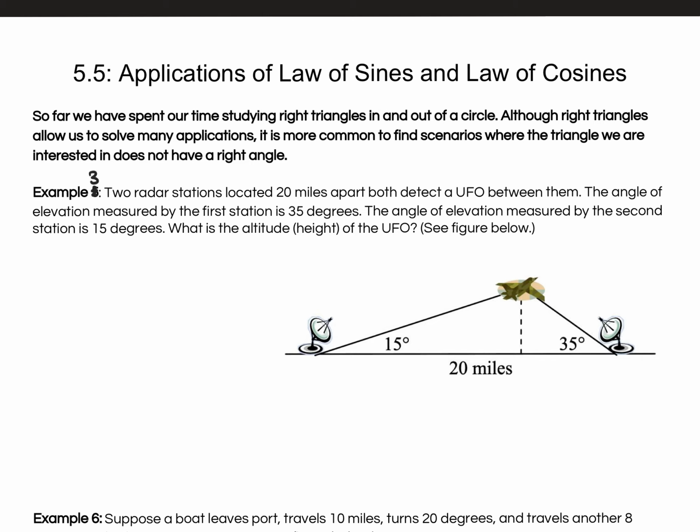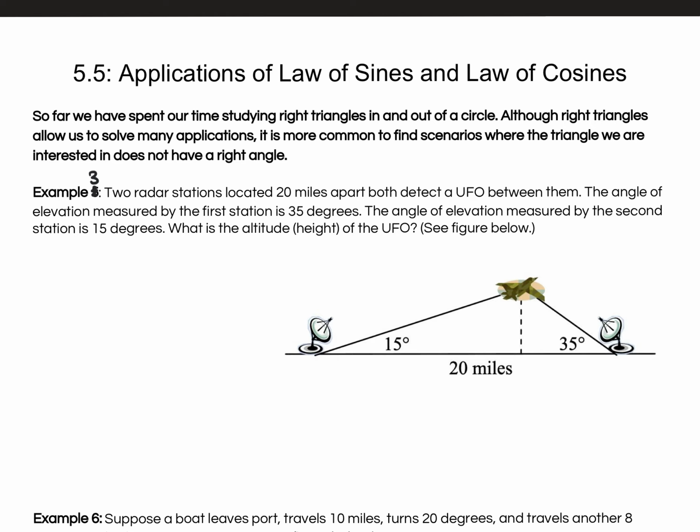All right, so example 3. Two radar stations are located 20 miles apart, and they both detect a UFO in between them. The angle of elevation, that's a term from back in geometry, and I'll show you what that looks like on our picture, measured by the first station is 35 degrees, and the angle of elevation measured by the second station is 15 degrees. So what is the altitude or the height of the UFO?